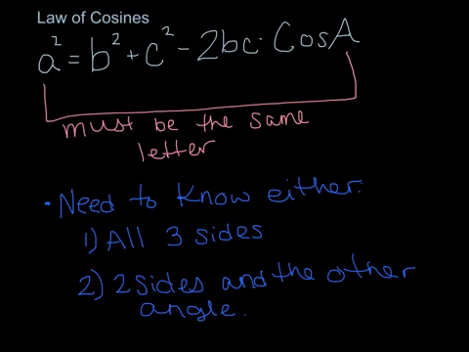Law of cosines is the next topic. The law of cosines formula that they give you is on the reference table. The form on the reference table states a squared equals b squared plus c squared minus 2bc times the cosine of A. The only thing that you need to remember about that is these two angles or letters have to be the same.